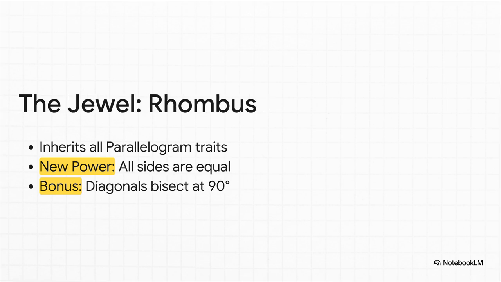Next up is the stylish one, the jewel of the family, the rhombus. Now, just like the rectangle, it starts with all the basic parallelogram DNA, but its special power is different. Instead of perfect angles, it gets perfect sides. All four sides are equal, and that gives it a totally different bonus. Its diagonals cross each other at a perfect 90-degree angle.